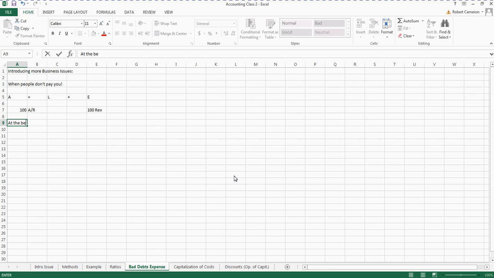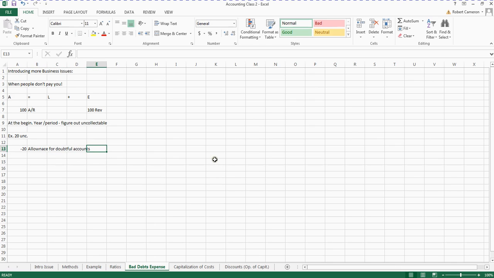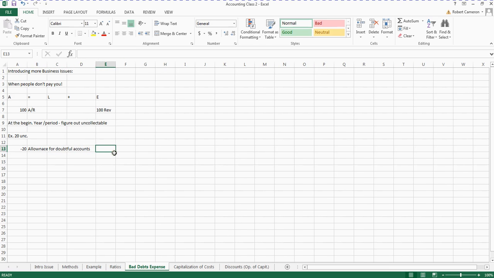So at the beginning of a year or period, figure out how much is going to be uncollectible. So let's say, for example, $20 is uncollectible. So we would have -20 allowance for doubtful accounts, and then over here we'd have -20. This is called bad debts expense.